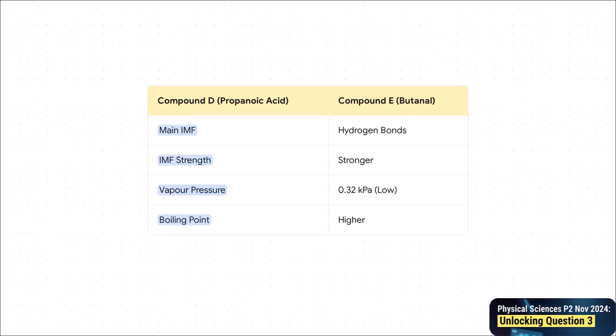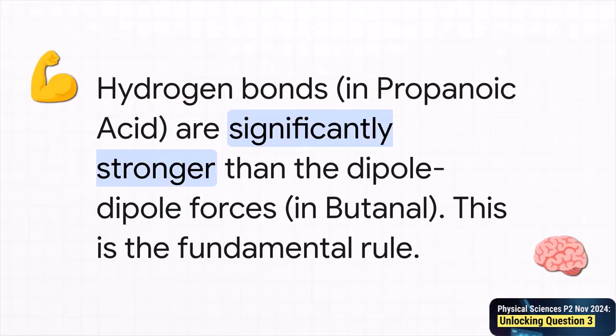Propanoic acid can form super strong hydrogen bonds. Butanal, on the other hand, only has the weaker dipole-dipole forces. This one difference in the type of force explains everything else. And this is a rule you have to know inside and out. Hydrogen bonds are the champions, the heavyweights of intermolecular forces. They lock molecules together so much more tightly. Because the forces in propanoic acid are so incredibly strong, it's really, really hard for its molecules to escape. And what does that mean? A super low vapor pressure, only 0.32 kilopascals, and as a result, a much higher boiling point.